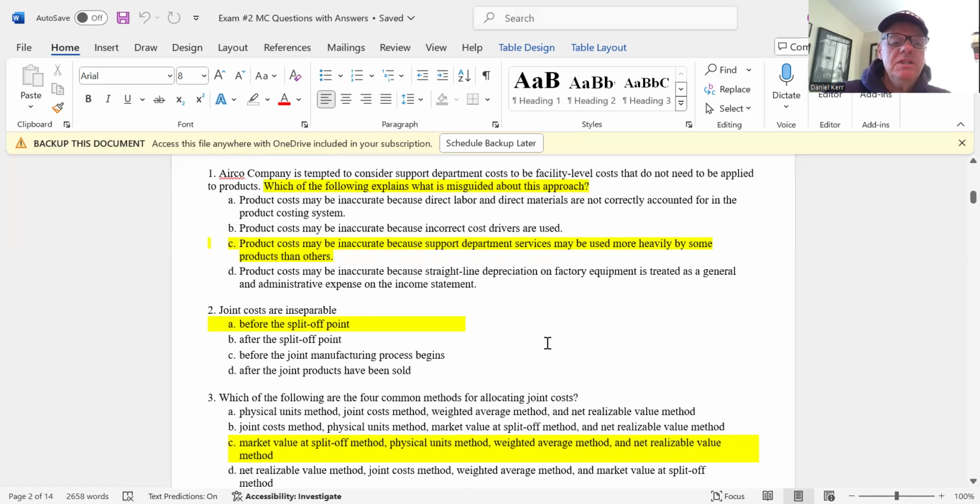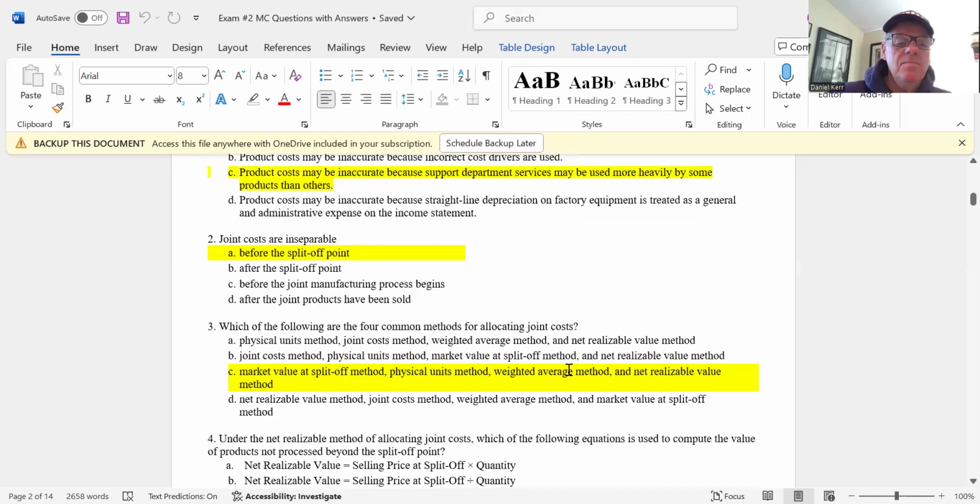Number 2, joint costs are inseparable. Remember the story of Elmer the pig up in New Hampshire? These are the costs that are incurred before Elmer went off to be dressed, before he came back as sausage and ham and pork chops and other things. All those costs incurred before the point of split off would be called joint costs. So joint costs are inseparable before the point of split off. So the answer there is A.